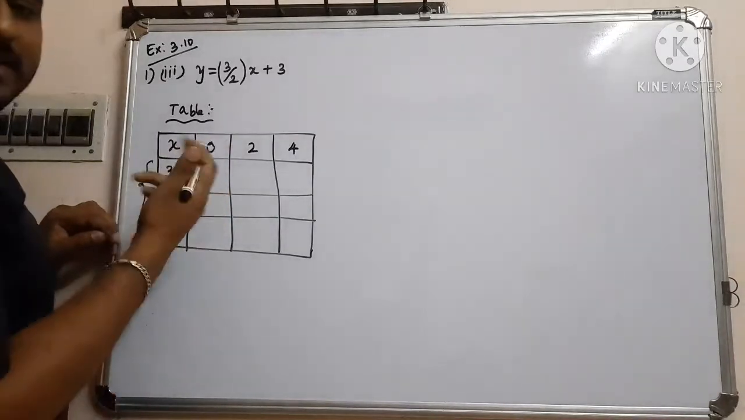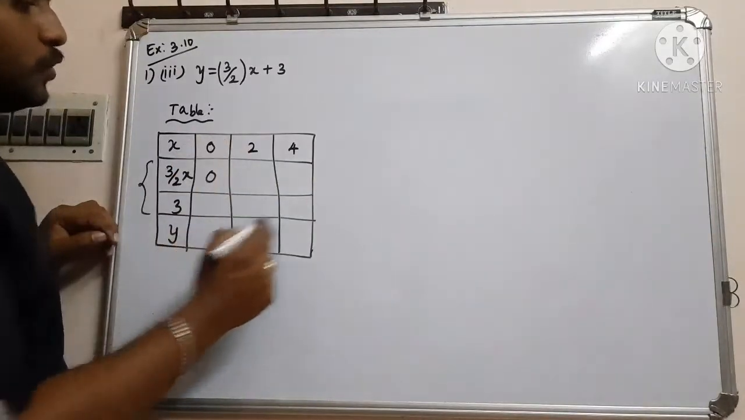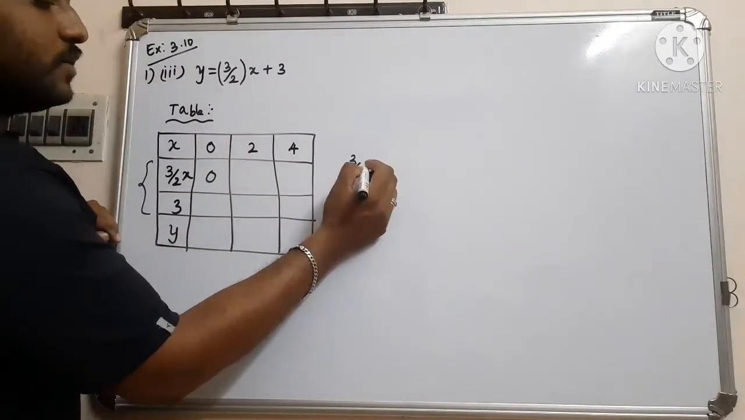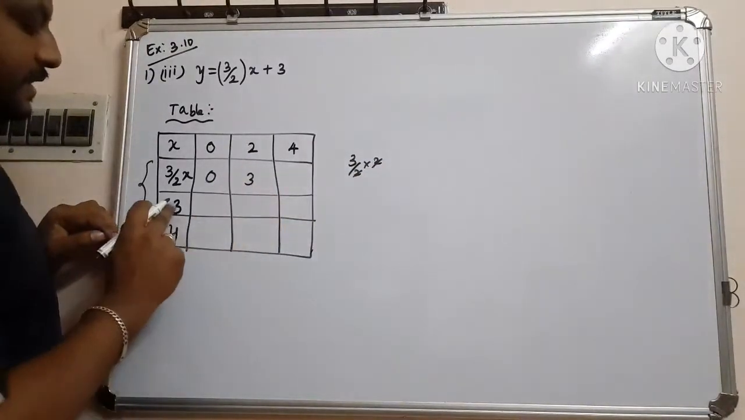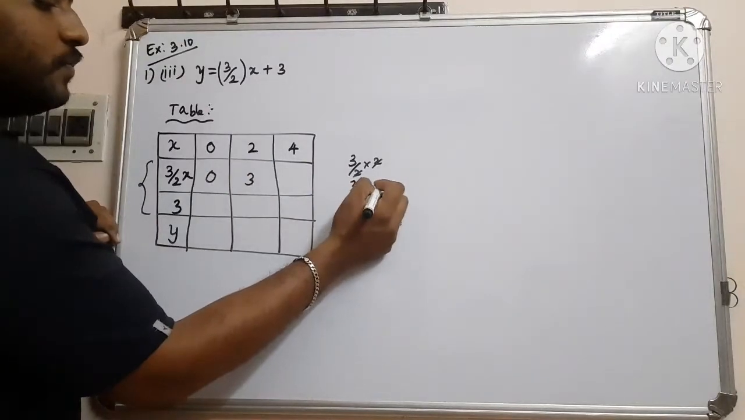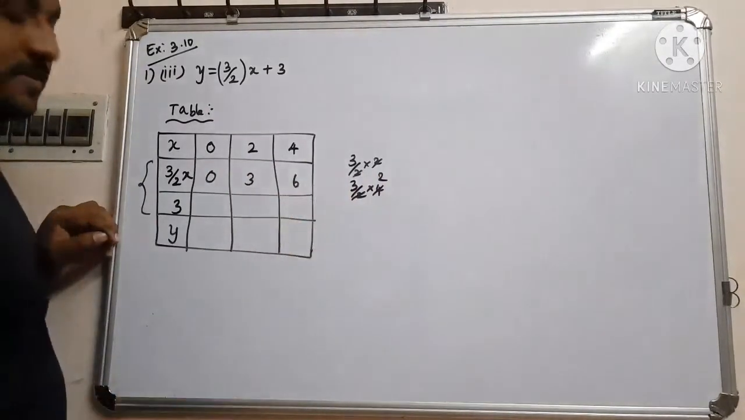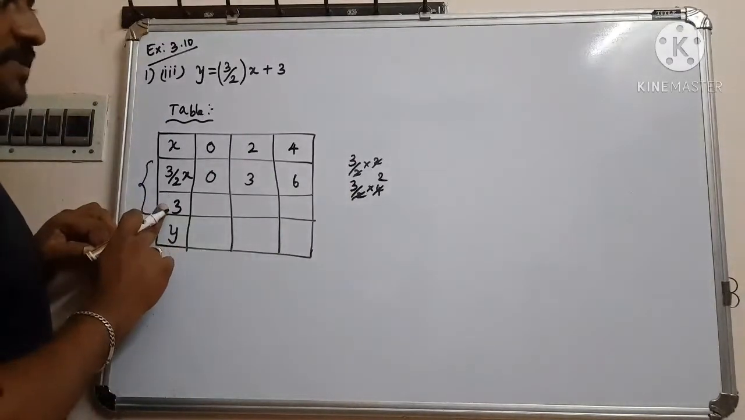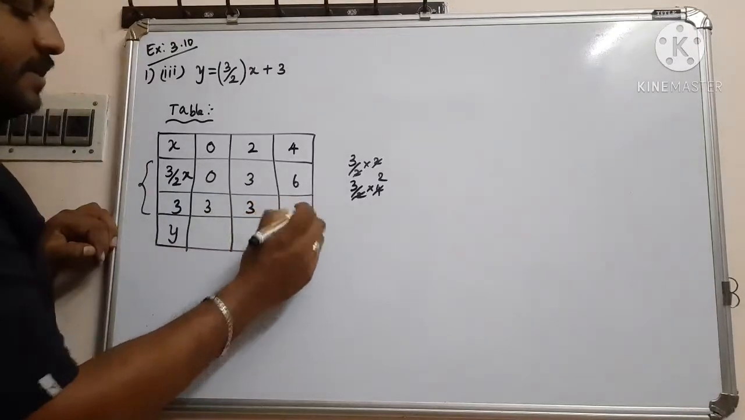3/2 into 0. 0 into any number is equal to 0. 3/2 into 2. So 2 will be cancelled, which is equal to 3. Same time 3/2 into 4. 1 2 is 2, 2 2s are 4, so 3 2s are 6. Next term is plus 3, a constant term. So you have to write plus 3, plus 3, plus 3.